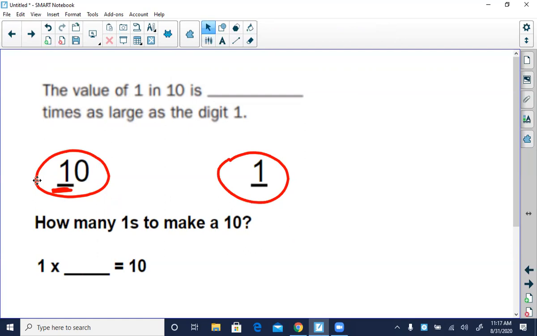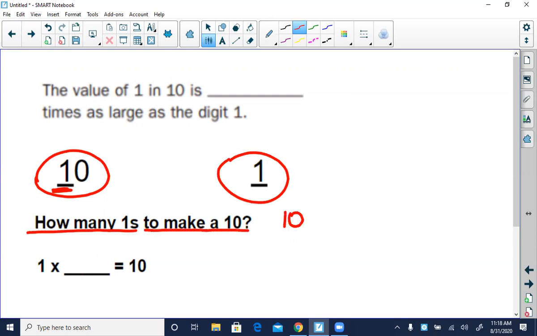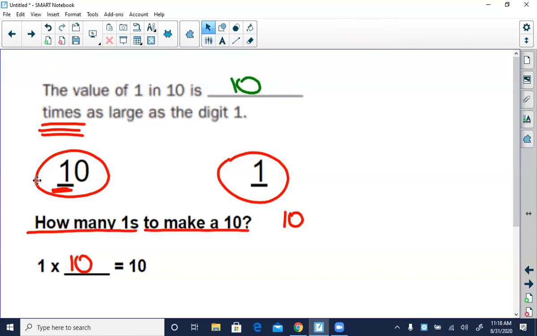And I mean, think about it like money. How many $1 bills is it going to take to make a $10 bill? Well, that's a pretty easy answer to that one. It's going to take 10, right? So 1 times, we see that word up here, times, how many times? 1 times what equals a 10? 10. And that's the first example problem. So we'd say the value of 1 in 10 is 10 times as large as the digit 1. Okay, and that's easy to see when it's 1s and 10s.